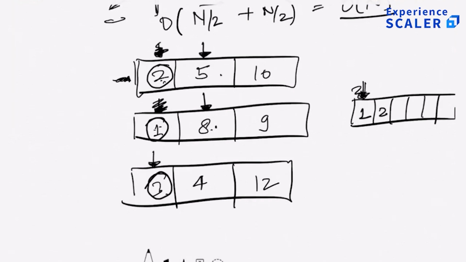Now again, 5, 8, 3, whichever is the smallest, 3 is the smallest, 3 comes here. And 3's pointer moves to the right. 5, 8, 4, 4 is the smallest, so 4 comes here. And its pointer moves to the right. 5, 8, 12. 5 is the smallest, so 5 comes here. And 5's pointer moves to the right. And then so forth, right?